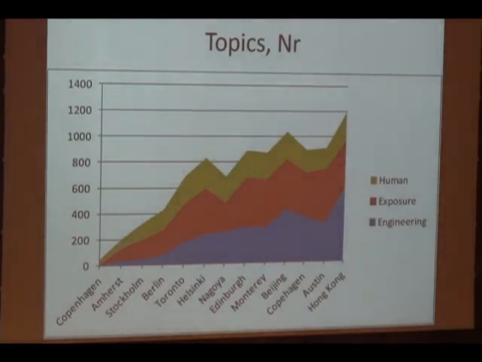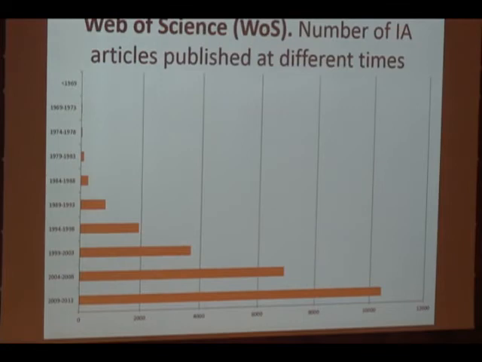This slide says the same. Let's go to Web of Science. These are a number of articles published. When I am talking about Web of Science and articles, I'm searching for in topics indoor, or air, or environment, or thermal, not robot, not antenna, etc. And then I get 25,000 articles.